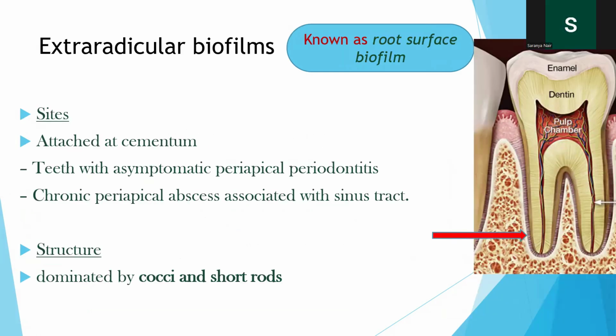Extraradicular biofilms are also known as root surface biofilms. They are attached at the apex. Teeth with asymptomatic apical periodontitis and chronic periapical abscess associated with a sinus tract are the sites of extraradicular biofilms. The structure is basically dominated by cocci and short rods.